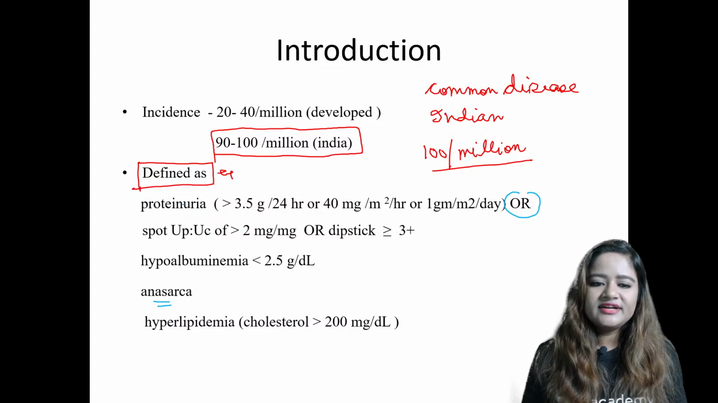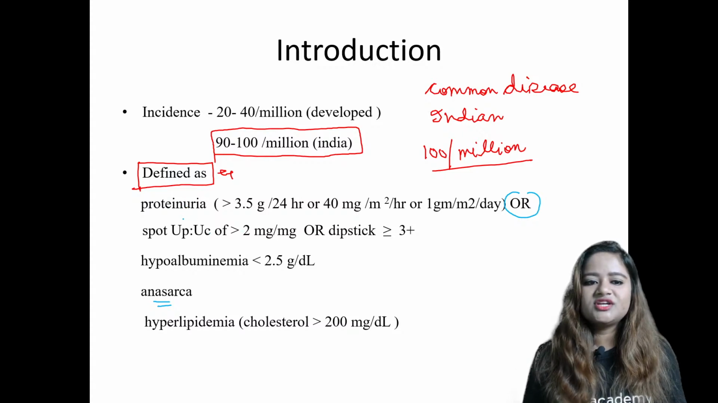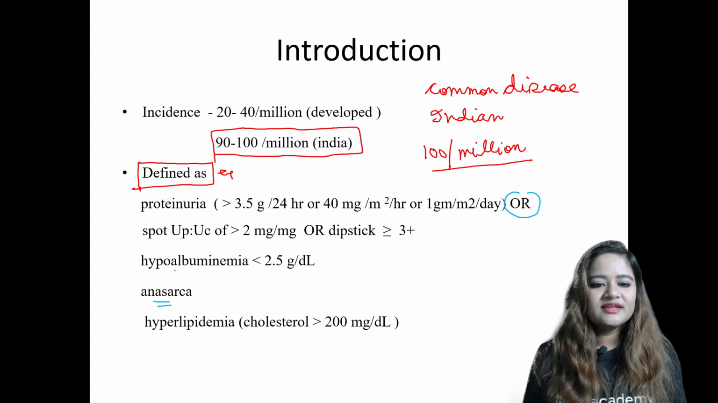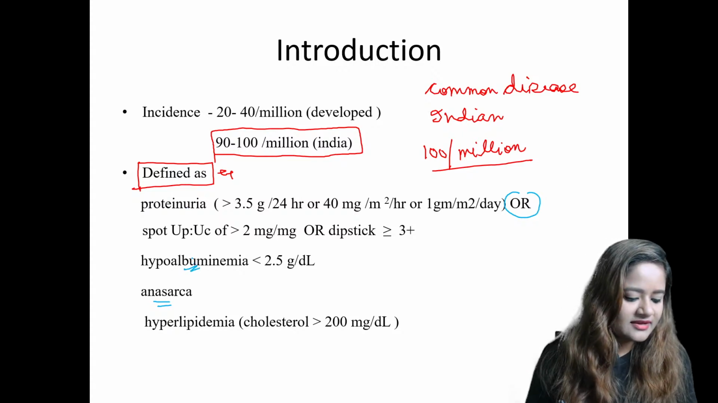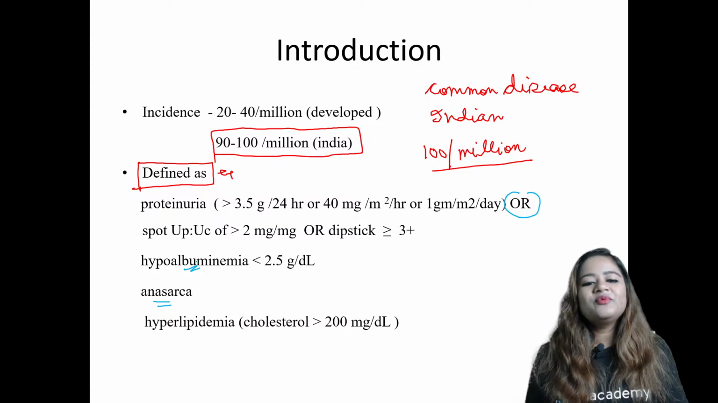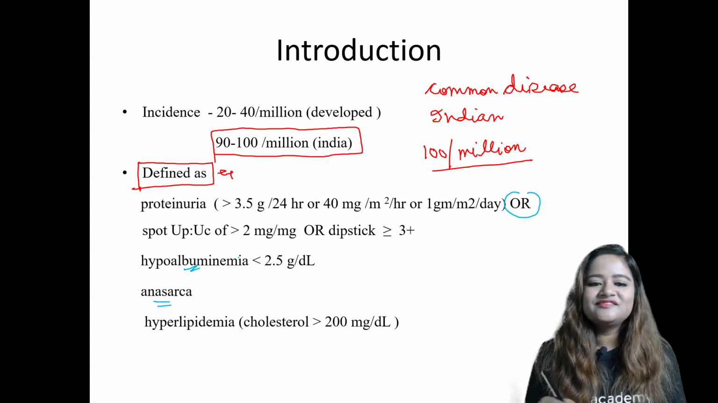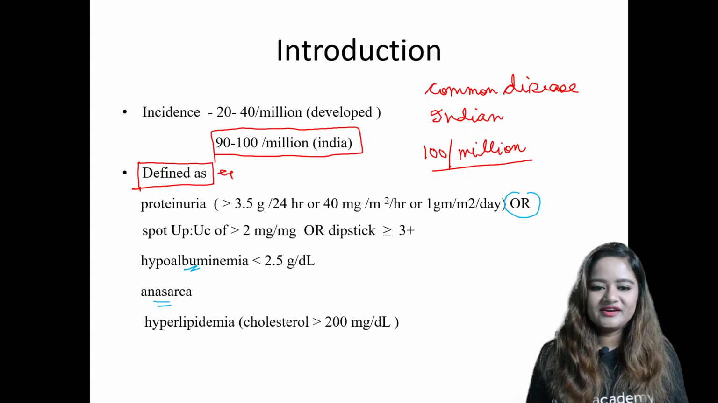A simple 9 or 10-year-old child had presented with generalized swelling of the body. What does generalized swelling mean? He has hypoalbuminemia, okay? So hypoalbuminemia is a classical thing. You can see in the first slide itself. Everything is written over here.